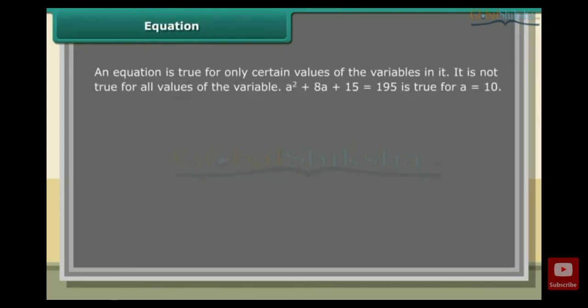Equation. An equation is true for only certain values of the variables in it. It is not true for all values of the variable. a squared plus 8a plus 15 is equal to 195 is true for a is equal to 10, but it is not true for a is equal to minus 1 or a is equal to 0, etc.